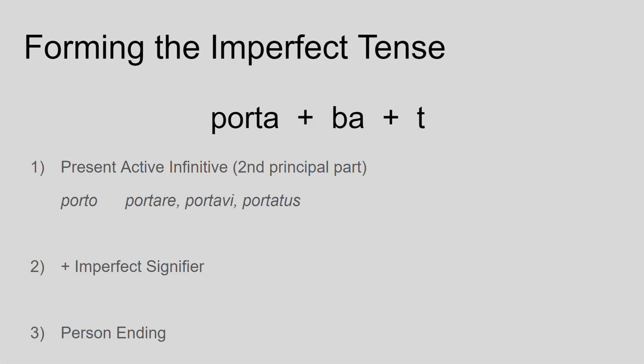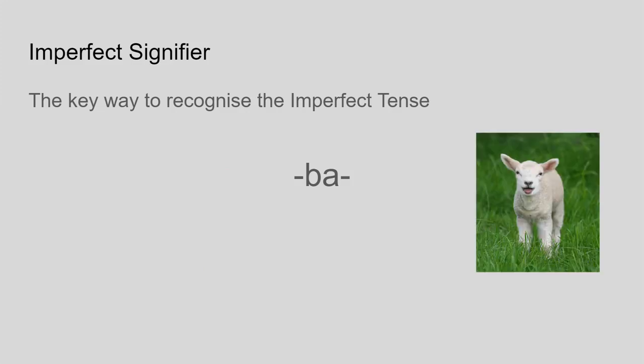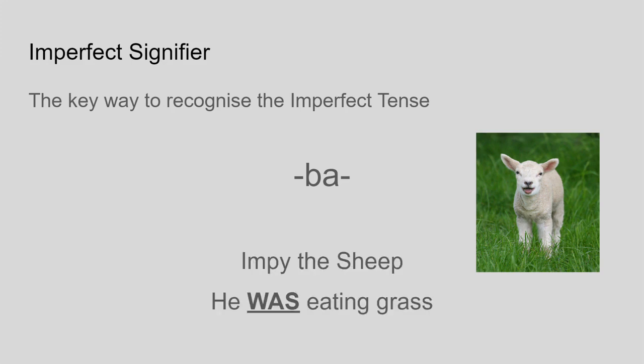He was carrying. Now I just mentioned the imperfect signifier. That's the key way to recognize the imperfect tense, and it's BA. Now I like to call this the sheep tense. This is Impy the sheep, bless him. He's imperfect. He doesn't say baa, he only says ba. Anyway, this can help you remember how to recognize and translate the imperfect tense. Impy the sheep was eating grass. Just something that helped me while I was learning, and it's helped quite a few other people that I've taught before. If it doesn't help you, just ignore that. I just really like it.